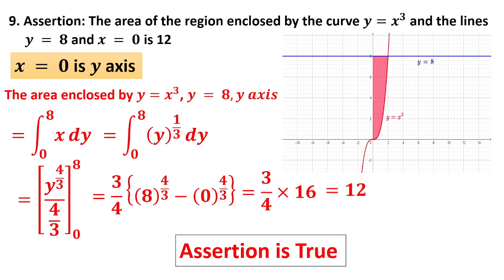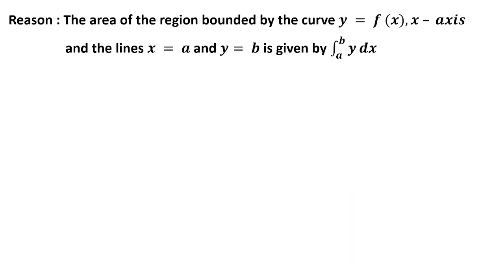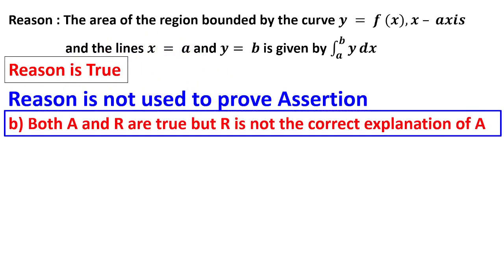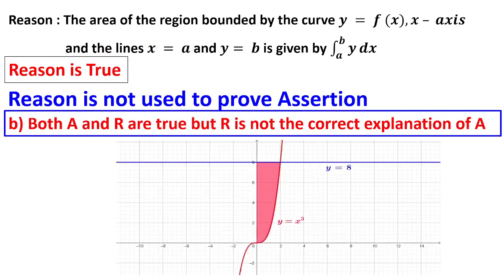Finding the area enclosed can be asked in 2 marks. Well, the area of the region bounded by the curve y is equal to f of x, the x axis and the lines x is equal to a, x is equal to b is given by the integral. The reason is perfect. It is true. But remember, this reason is not used for the assertion. For the assertion, it is a y-axis problem. Therefore, both A and R are true, but R is not the correct explanation of A. Once again, let us have a close look at the area enclosed: y is equal to x cube, line y is equal to 8 on the y-axis.